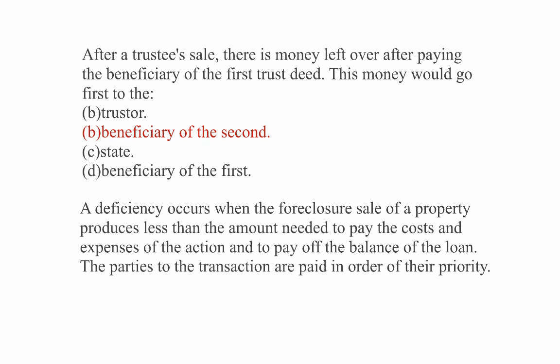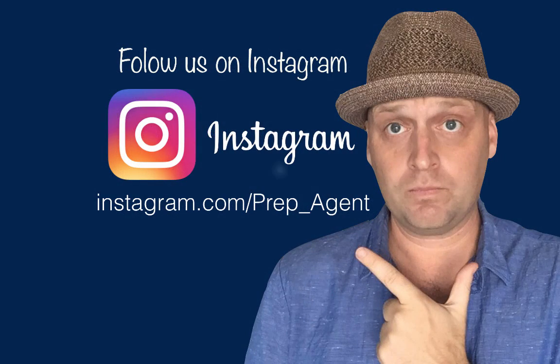The answer is beneficiary of the second. When you can't make your payments, a trustee sale will take place. It's a form of foreclosure. Let's say you take out two loans on your property. You owe $100,000 to the first lender and $50,000 to the second lender. If the property forecloses for $110,000, then the first lender will get the $100,000 back in full. The second lender, or the beneficiary of the second, will get what's remaining. In other words, they will get $10,000 towards the $50,000 that is owed to them.